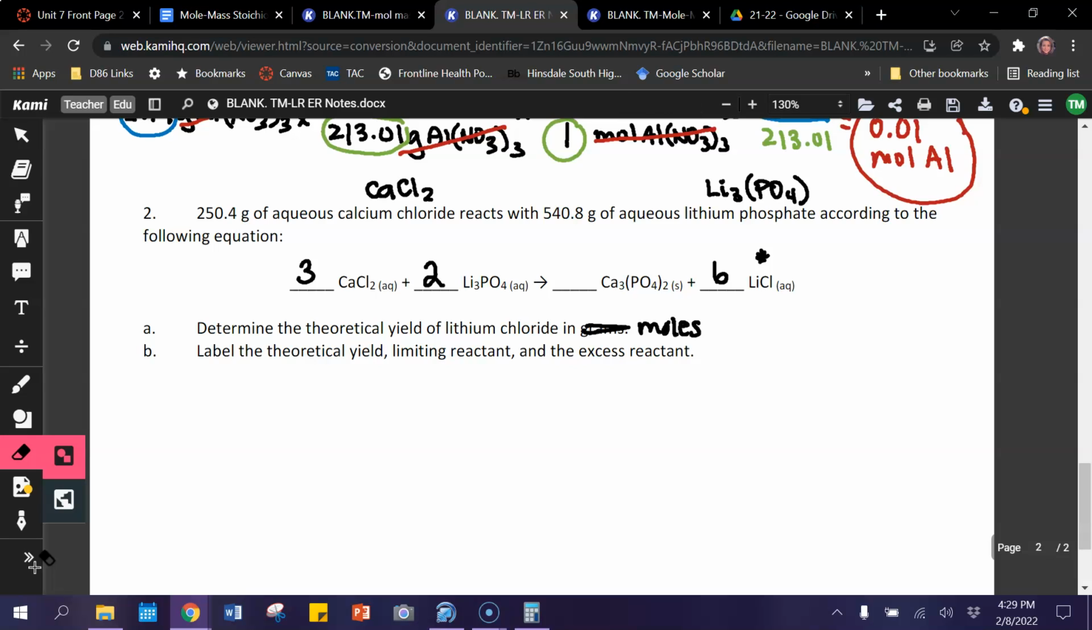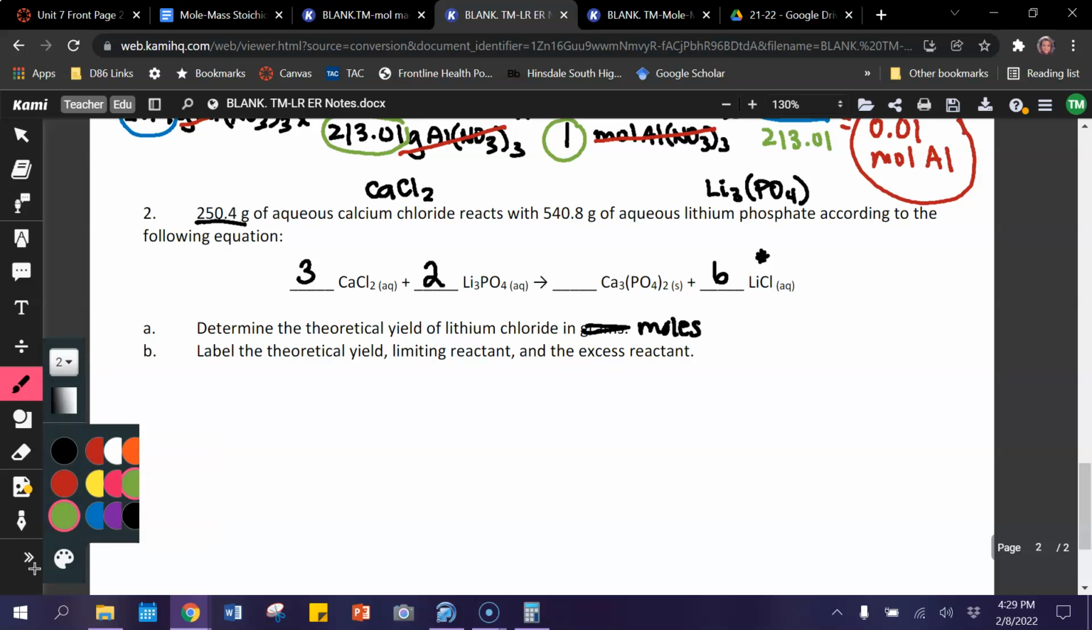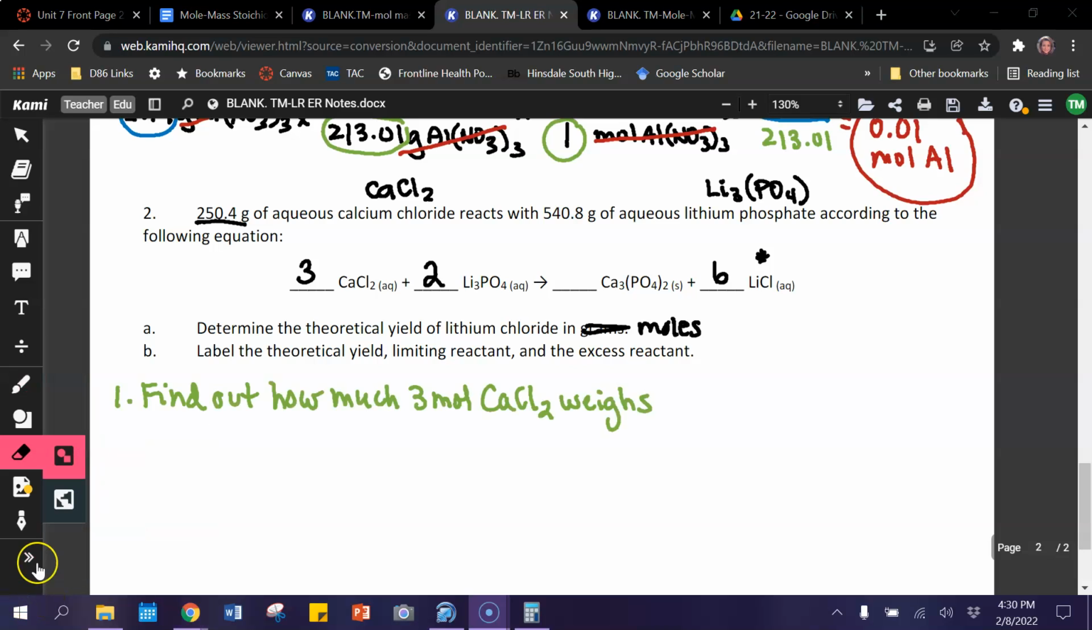So our equation says that we need 3 moles of calcium chloride. Our problem says that we have 250.4 grams of calcium chloride, but I don't know if this 250.4 is enough or not. I need to find out how much 3 moles of calcium chloride weighs in grams. So in order to do that, I'm going to first find out how much each reactant weighs in grams. Okay, so let's start doing that.